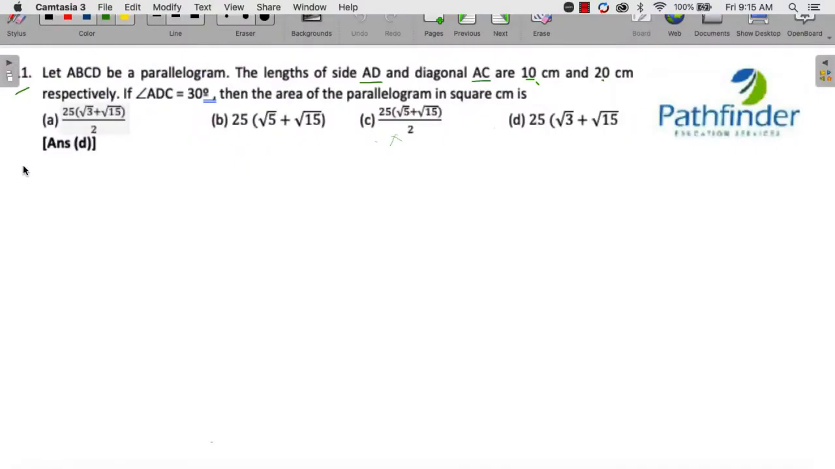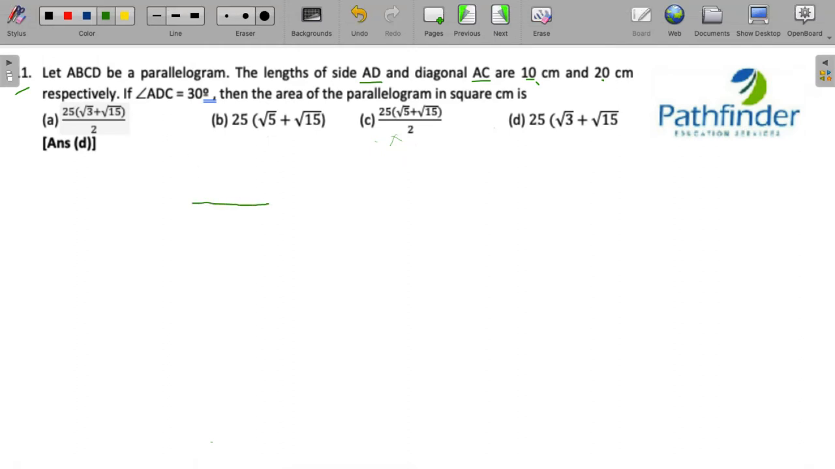CAT 2021 slot 3 quantitative aptitude question number 11. Let ABCD be a parallelogram. So ABCD is a parallelogram. The length of side AD and AC. So we have ABCD as a parallelogram. AD is 10 centimeter and diagonal AC is 20. This is what we are told. If angle ADC is 30 degrees, then the area of parallelogram in square centimeter is.